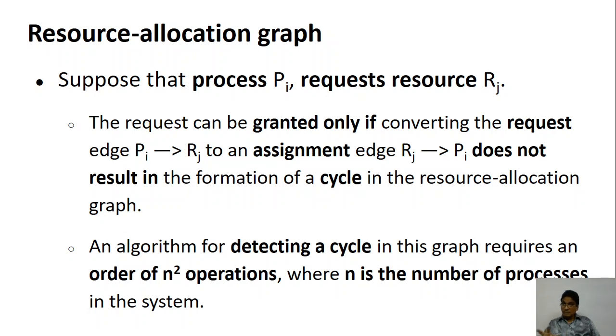So what you must do, whenever somebody makes a request for a resource, is ask: can you grant that resource? If yes, on what basis are you going to grant? In this resource allocation graph, you cannot grant the request if it is going to create a cycle. If it creates a cycle, then that cannot be granted. Grant only if you convert the request edge to an assignment edge. Remember, when the request first comes, that will be the request edge. When you grant it, that gets converted into the assignment edge.